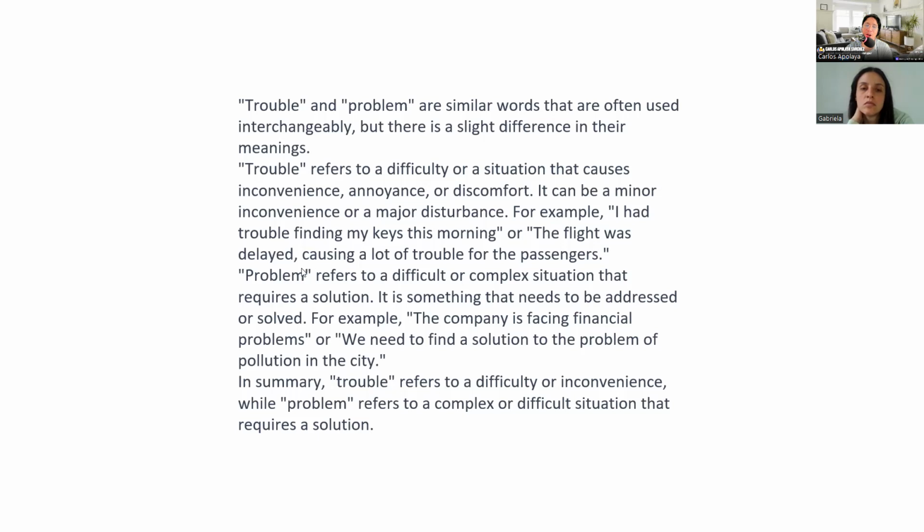Ahora, problem refers to a difficult or complex situation that requires a solution. It is something that needs to be addressed or solved. For example, the company is facing financial problems. We need to find a solution to the problem of pollution in the city. In summary, trouble refers to difficulty or inconvenience, while problem refers to a complex or difficult situation that requires a solution. You get it? Yes. Nice.